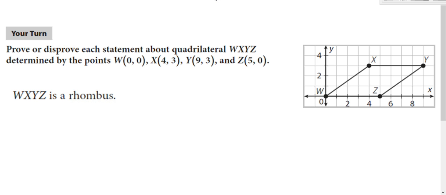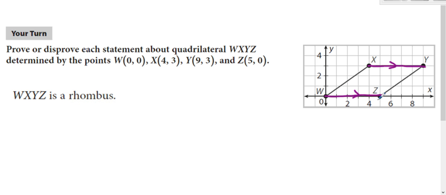We can also check to see if just one set of opposite sides is both parallel and congruent. So that would probably be the easiest to check because XY and WZ are parallel because they're both flat. They both have a slope of 0, so they are parallel. You can see that in a matter of half a second. Do they have the same length? 1, 2, 3, 4, 5. 1, 2, 3, 4, 5.